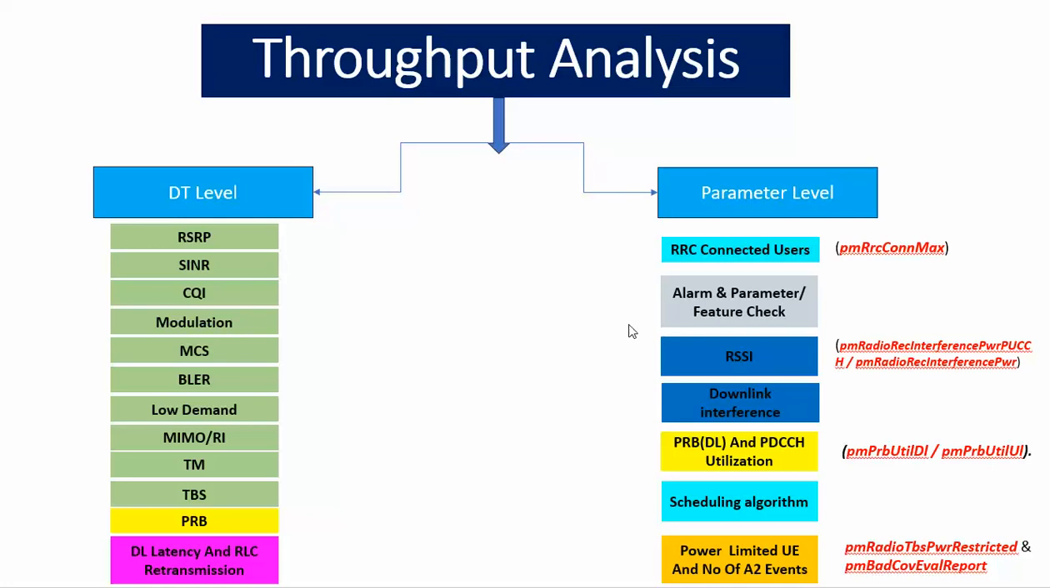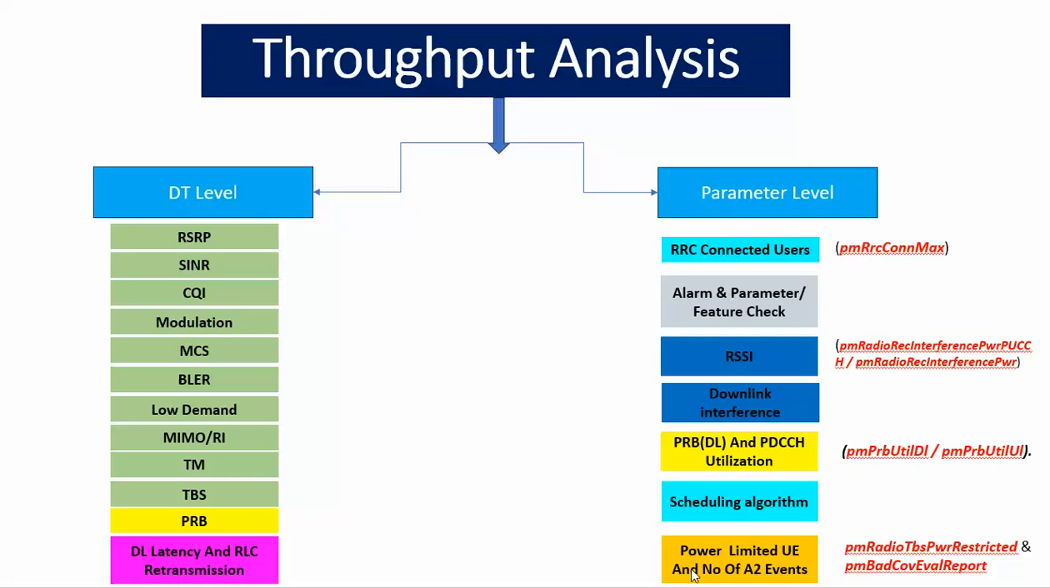Also check which scheduling algorithm is used. Suppose the eNode B assigns 4 PRB and the UE does not use 1 PRB, that time also there is a low throughput region. And we can also check directly on the eNode B side for a power limited UE.